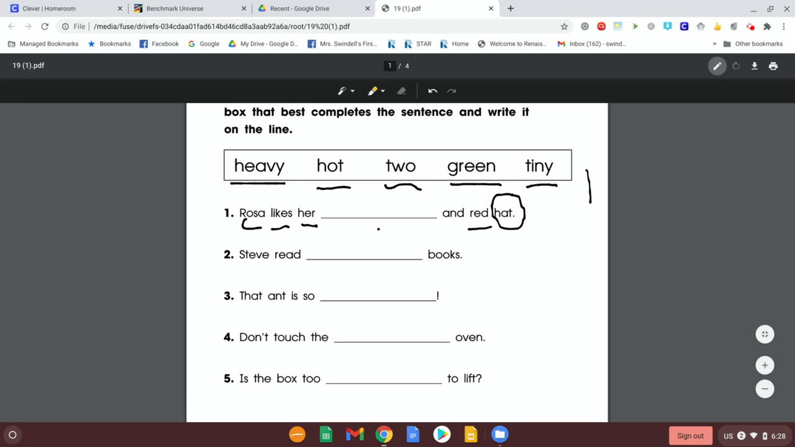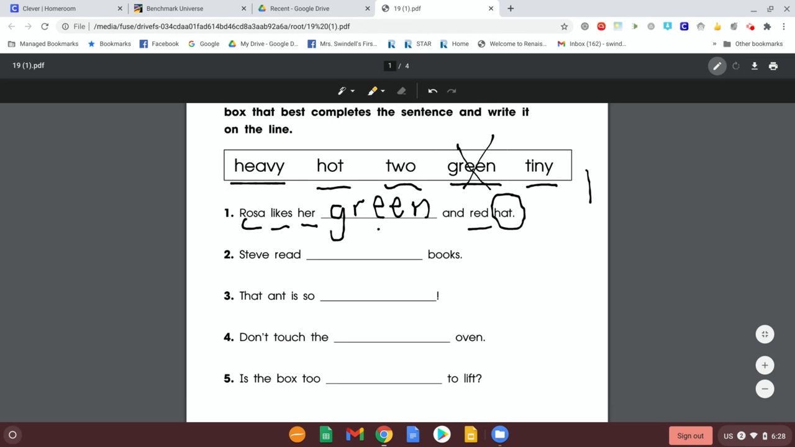Rosa likes her green and red hat. I bet it's another color because red is already there. So I'm going to write the adjective green in this blank right here. Now it says Rosa likes her green and red hat. We've used this adjective, and green describes the hat. So the hat is 2 colors.